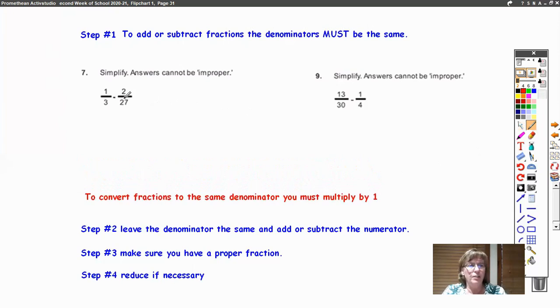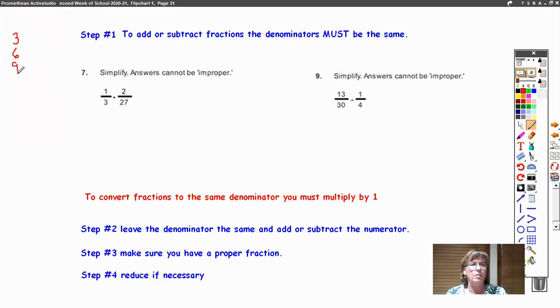I have thirds and I have 27ths, and I'm going to have to multiply by 1. And so what I need to do is write a series of 3s and 27s to see what they have in common. So I'm going to start with 3 because it's so much smaller than 27. And I get 3, and then if I add 3 more, I get 6.